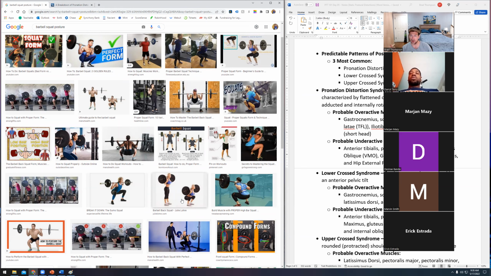That's the one you always hear, right? Feet shoulder width apart. That could be true for a lot of people. Generally, as a rule of thumb, it actually works pretty decently. I will use that note a lot to start.